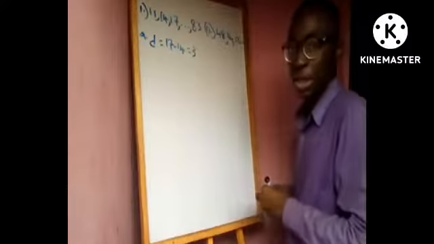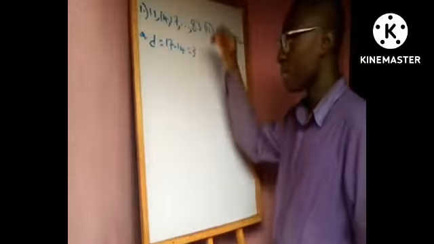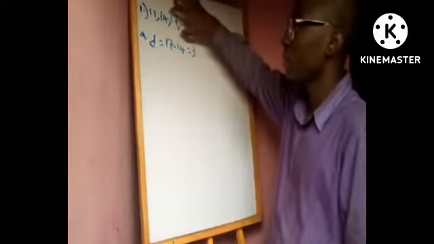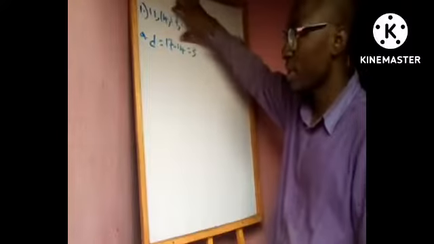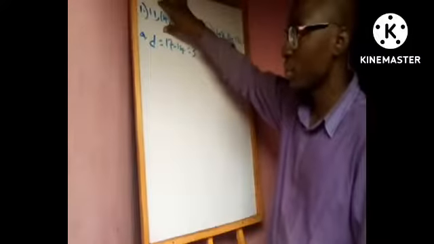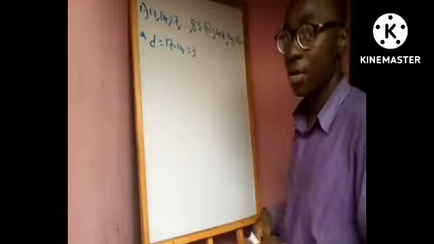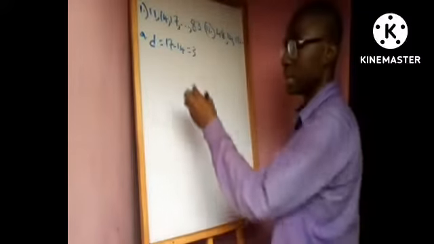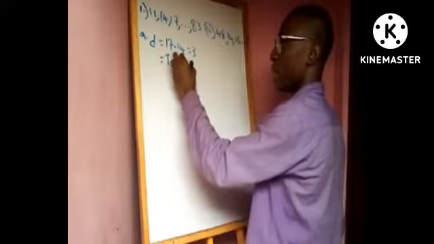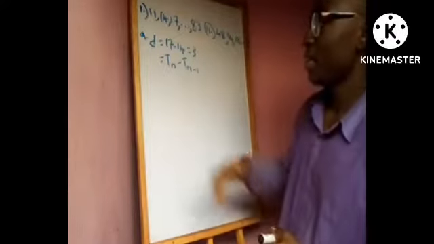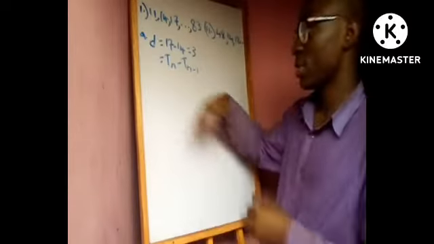It doesn't matter what terms you pick, you just subtract a term from the term before it, and that equals the common difference. If we pick 17, we subtract 14 from 17 and get 3. If we pick 14, we subtract 11 from 14, and we still get 3. In general, it's denoted as Tn minus Tn minus 1, the term minus the term before it.